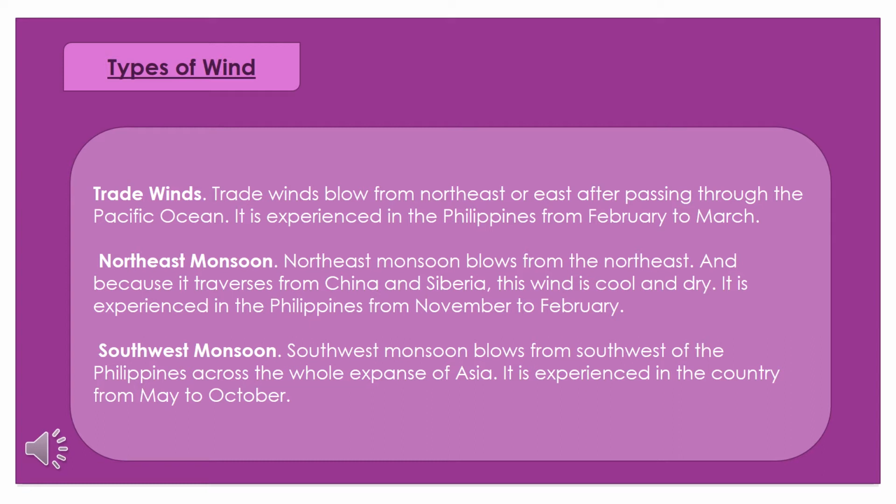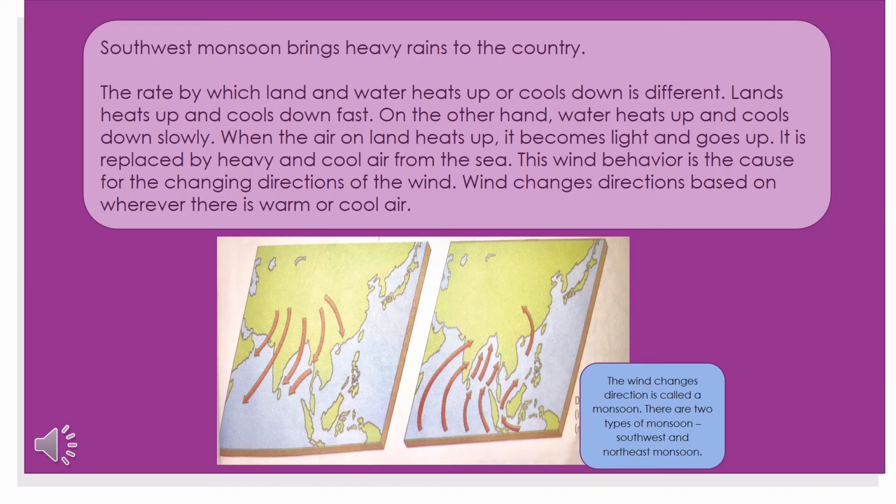Second is northeast monsoon. Northeast monsoon blows from the northeast. And because it traverses from China and Siberia, this wind is cool and dry. It is experienced in the Philippines from November to February. Third is southwest monsoon. Southwest monsoon blows from southwest of the Philippines across the whole expanse of Asia. It is experienced in the country from May to October. Southwest monsoon brings heavy rains to the country.